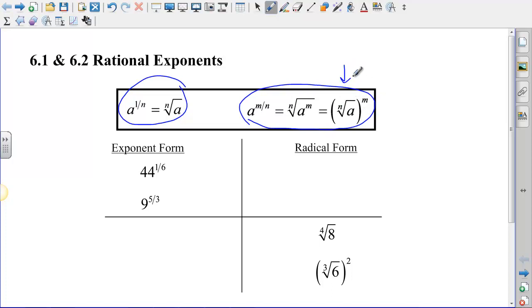Usually it's going to be this way because doing the nth root of a will make it a smaller number, and we can do some of that without a calculator. And so that's going to help out a little bit. But hopefully we'll see how that works.